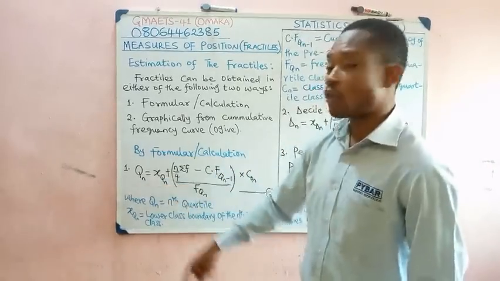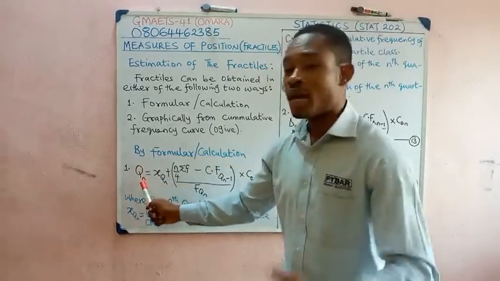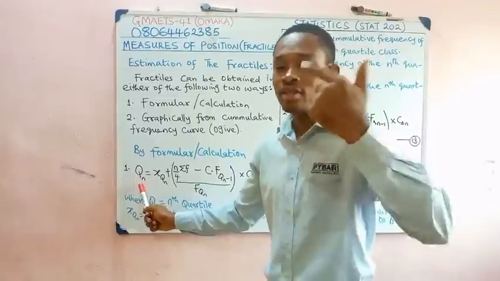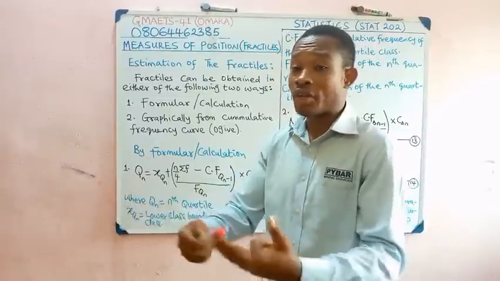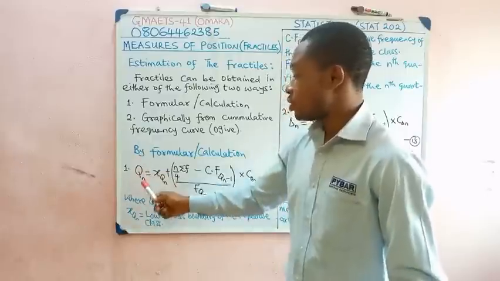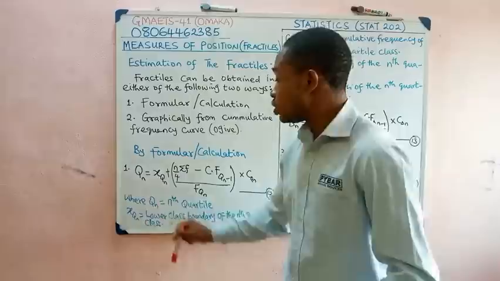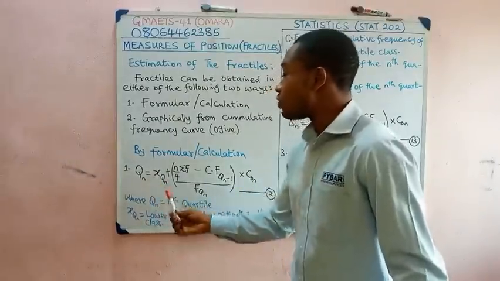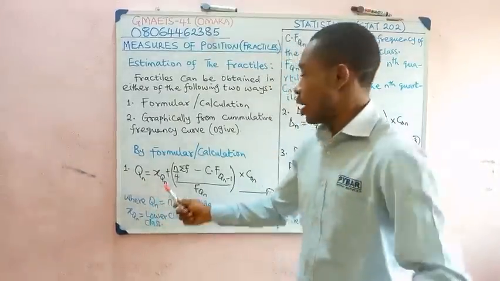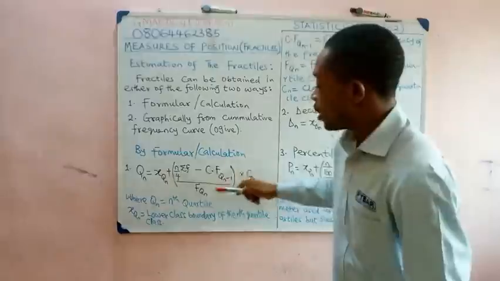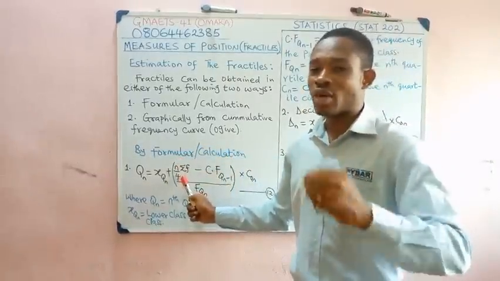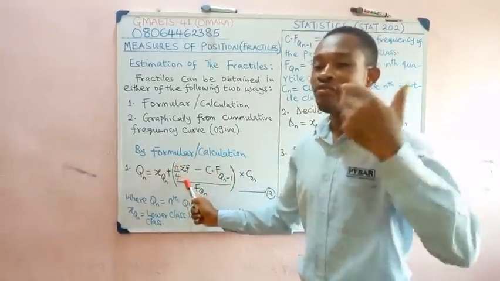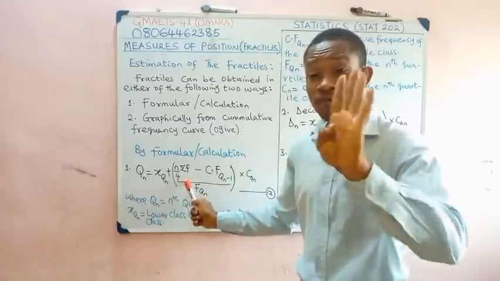This is the formula we use for quartile. It's going to be Q subscript n, representing the nth quartile value. It could be Q1 you want to get, or Q2 or Q3. So Q subscript n is equal to the lower class boundary of the nth quartile class plus open bracket n over 4. We are dividing by 4 because we are dealing with quartiles, which divide the distribution into how many equal parts? 4.